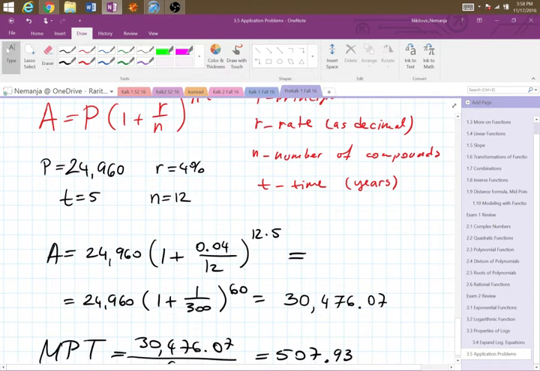Why do you divide by 60? Because it's 5 years, right? Where do you get the 12 from? That's months. Oh, number of compounds. Number of compounds. But what's the compound? When you compute the interest.